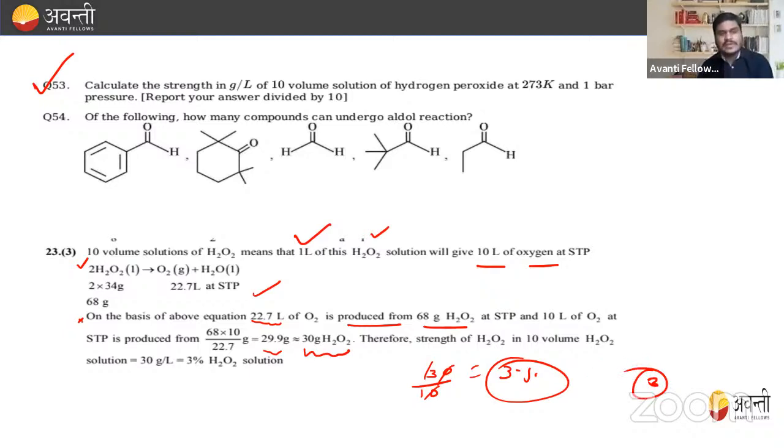I hope it is clear to everyone? Okay, a 10 volume solution of H2O2 means 1 liter of H2O2 solution will give 10 liters of oxygen. So obviously 68 gram gives 22.7 liter. So 1 liter means what? 1 liter means 68 divided by 22.7, right? On a similar basis we calculate this, and we get the answer 30 gram per liter, or as a percentage we say 30% H2O2 solution. Okay, is it clear to everyone? Right.